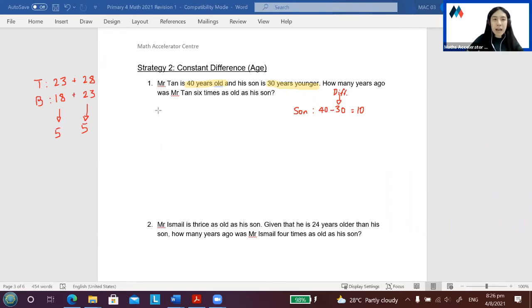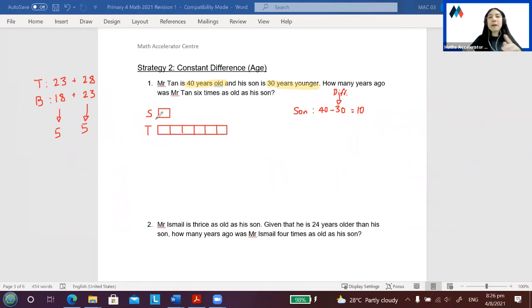Let's draw a model for that. Yes, Manaja, that's the correct answer. Very good. So if this is Mr. Tan's son's age, then Mr. Tan's age must be 6 times of that, right? 1, 2, 3, 4, 5, 6. So this is the son and this is Mr. Tan.